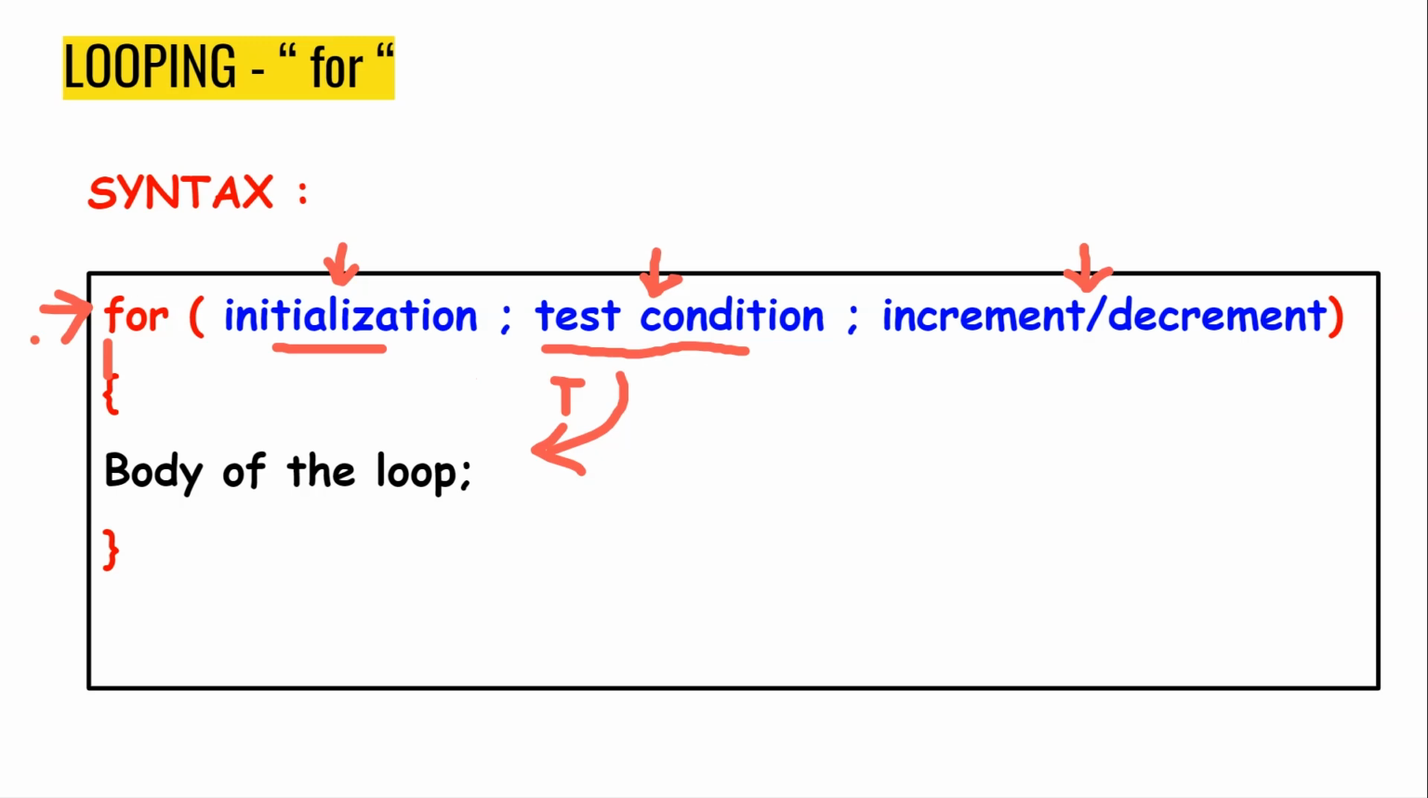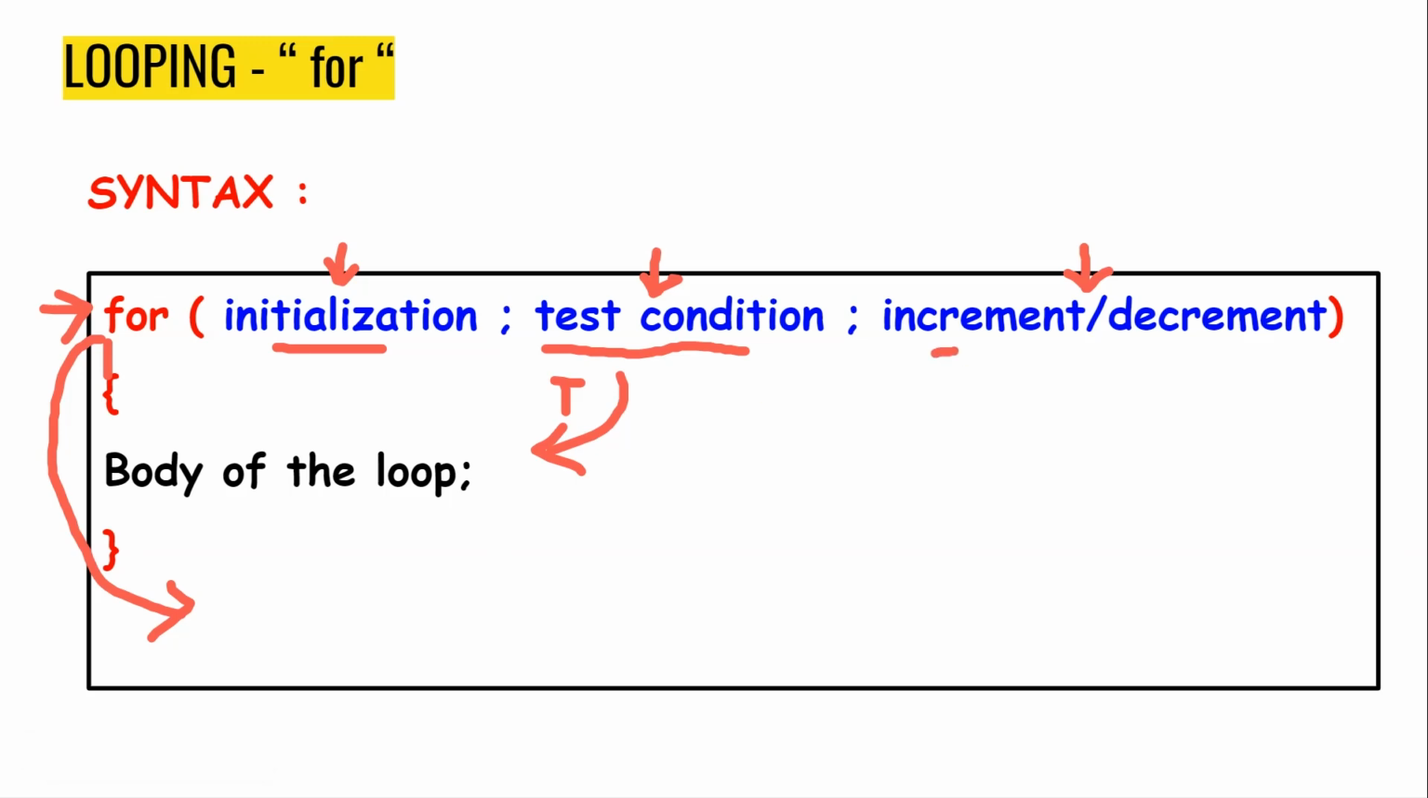In for loop, the initialization section is executed only once at the start of the loop. Then the test condition is evaluated. If it is true, the body of the loop is executed, else the loop terminates. After the execution of the body of the loop, the increment or decrement operation is done.